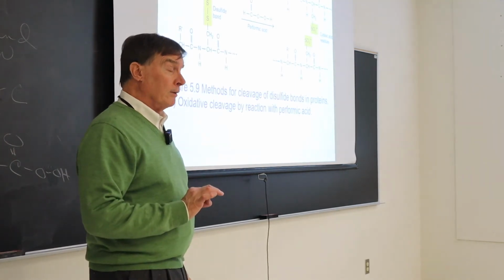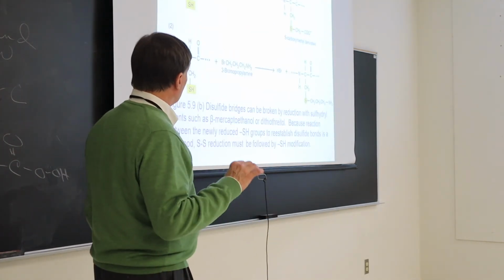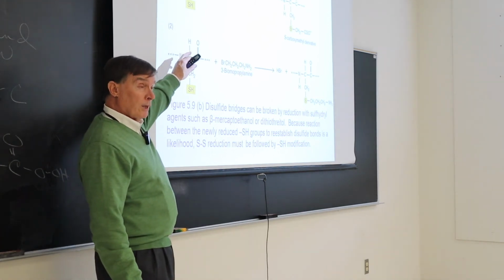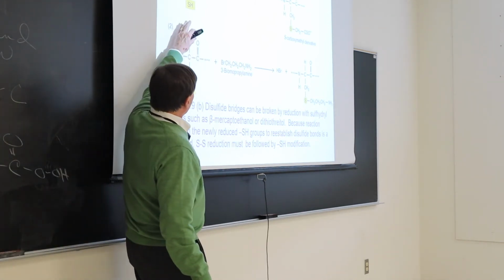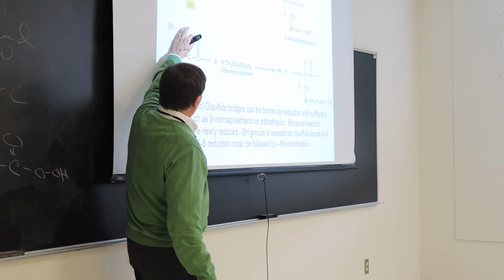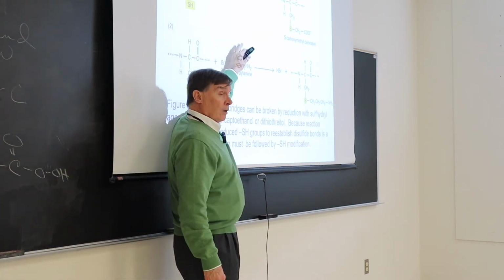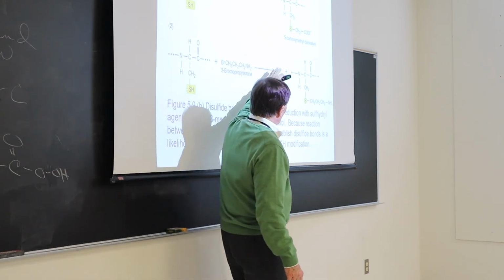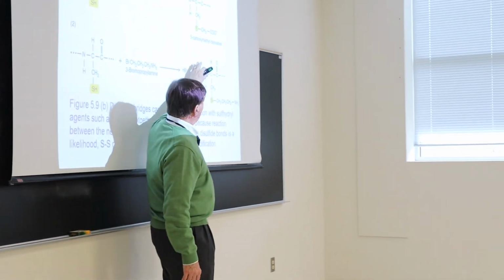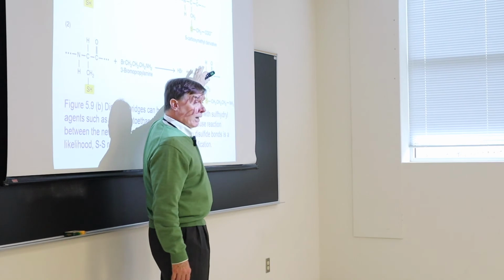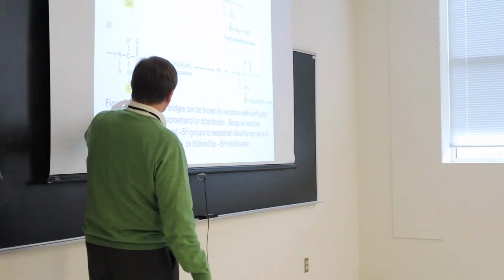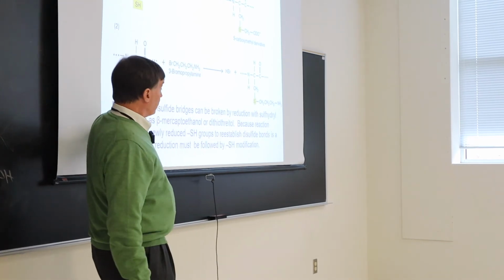and you can stop there. Or if you use an SH reducing agent, like mercaptoethanol, you're going to get a free cysteine like this, and then you have to immediately follow with something like iodoacetic acid or iodoacetate, which will attack that sulfur and give you an S-carboxymethyl derivative. Okay, you should know that from organic chemistry. And you can also use bromopropylamine. That works just fine too.